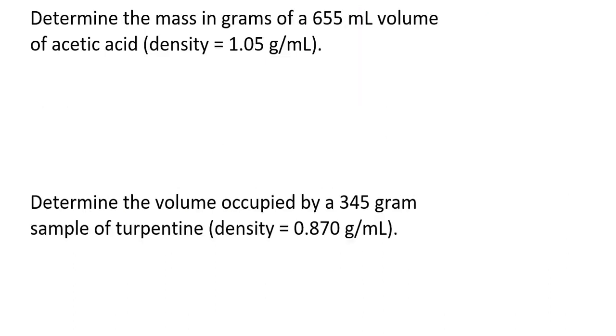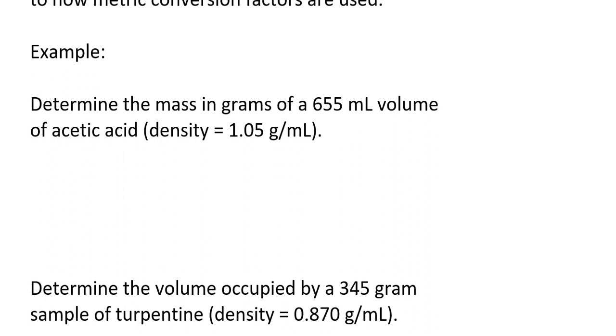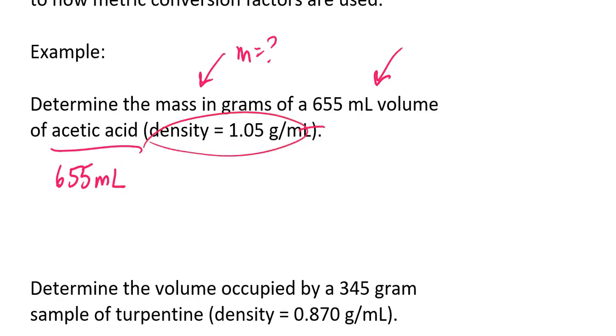So, for example, suppose that I have a substance, in this case acetic acid, and I don't know the mass, but I know its volume. The volume of the sample of acetic acid is 655 milliliters. Well, what I can do is set it up like a dimensional analysis problem: 655 milliliters. Here's the density, which I said I'm going to be using as a conversion factor. Now recall how dimensional analysis works.